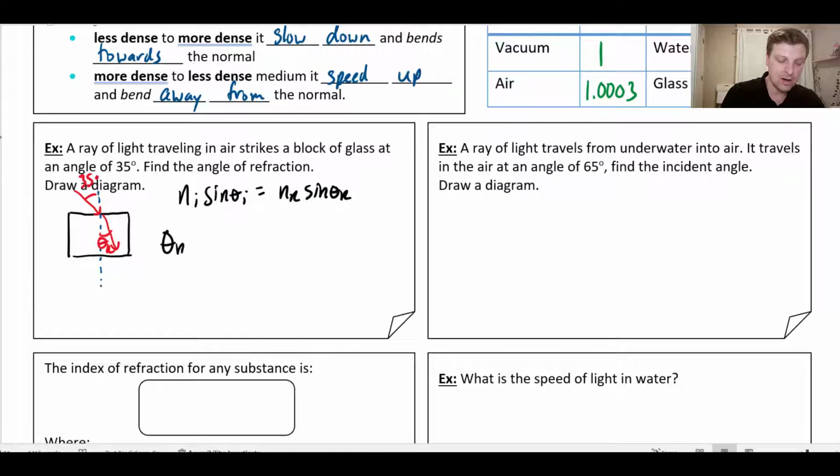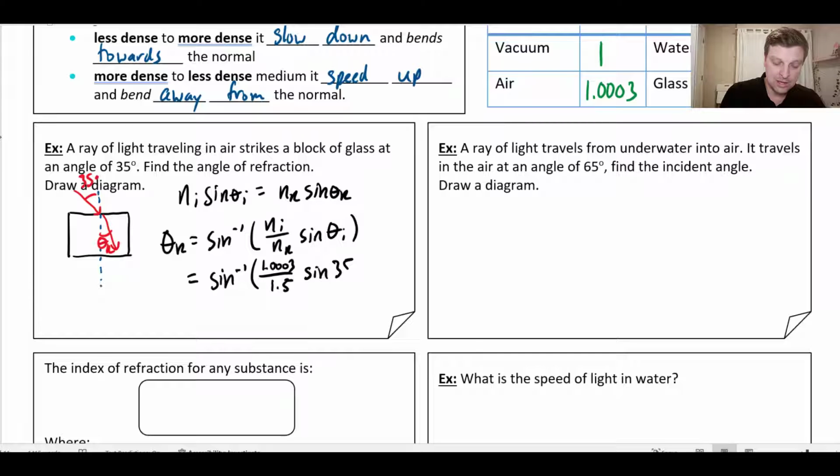And then I just have to do some algebra to solve here for theta r. And you can see theta r is going to equal inverse sine of n_i over n_r times the sine of theta_i. Now plugging in all of my values, I get inverse sine. Now for air, you could probably just use 1, but maybe I'll just use 1.0003. I don't think it's going to make much of a difference. Over, what are we, glass? So that's 1.5. And I can multiply that by the sine of 35 degrees, and I'm going to make sure my calculator is in degree mode and not radians.